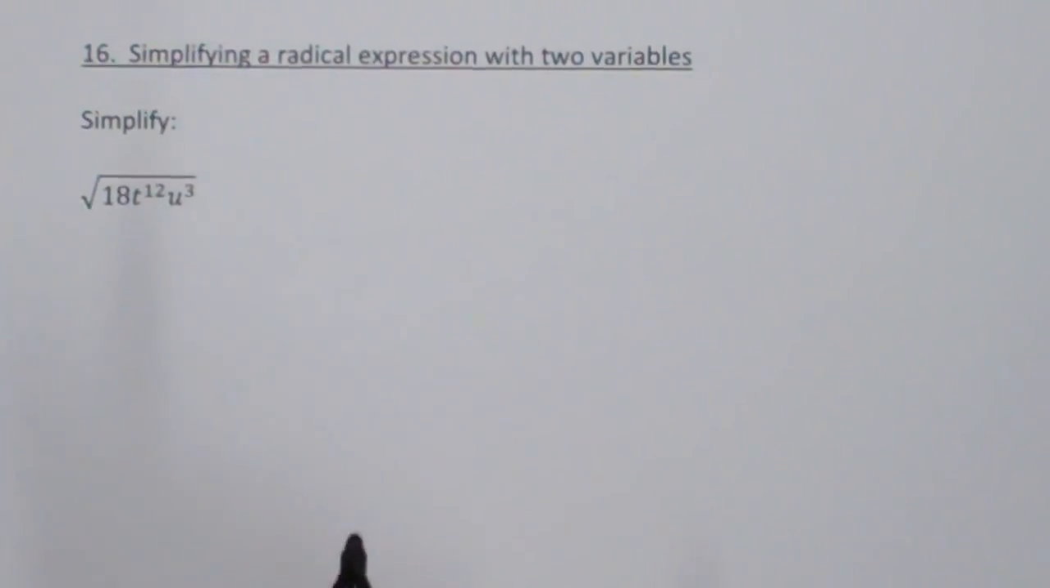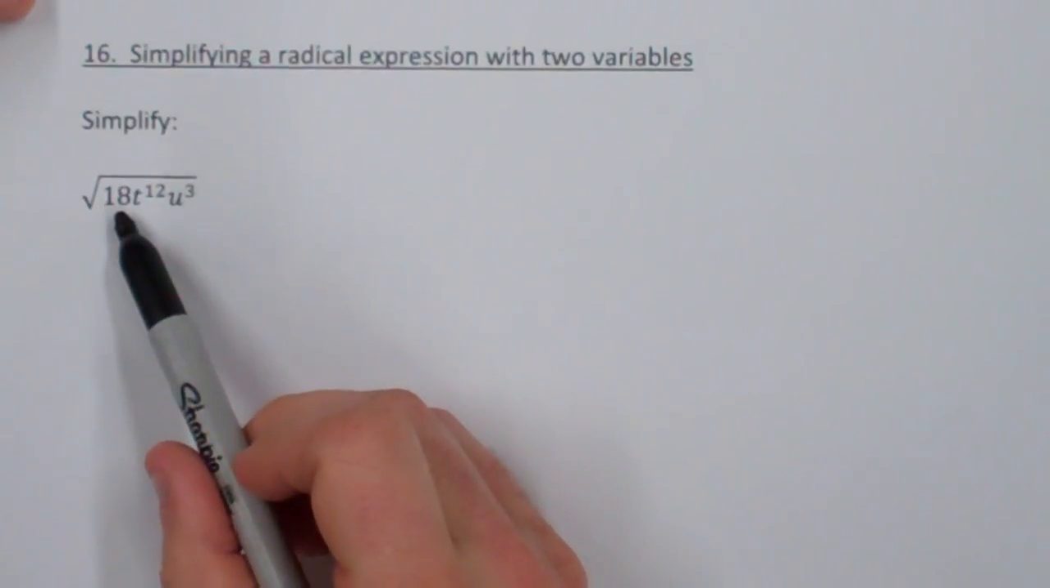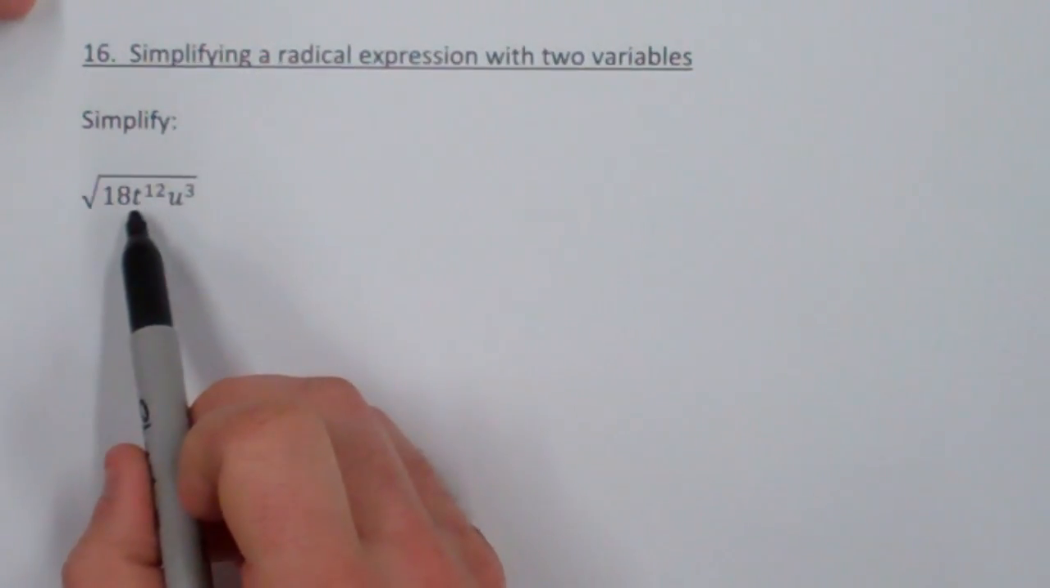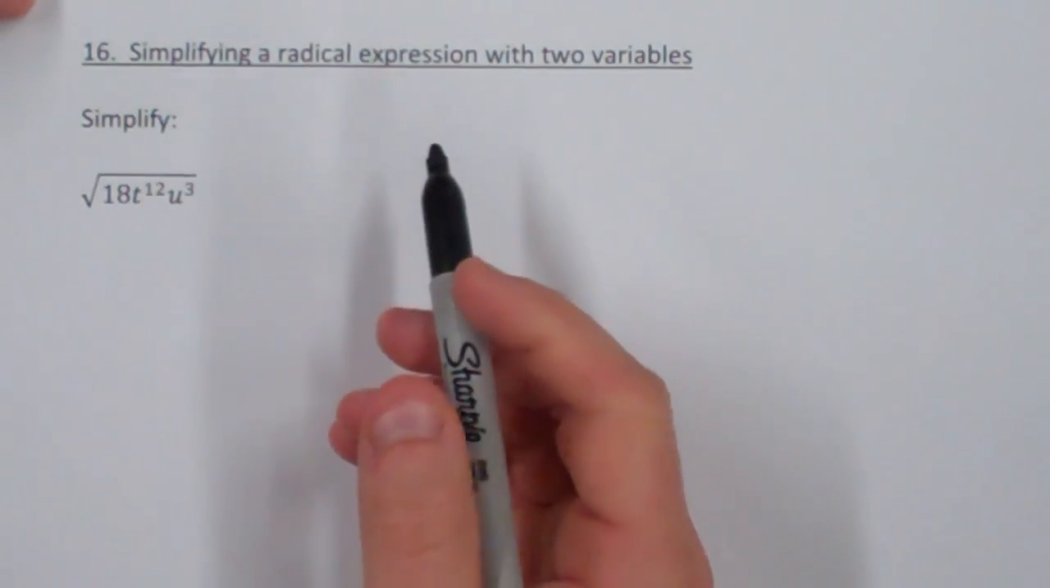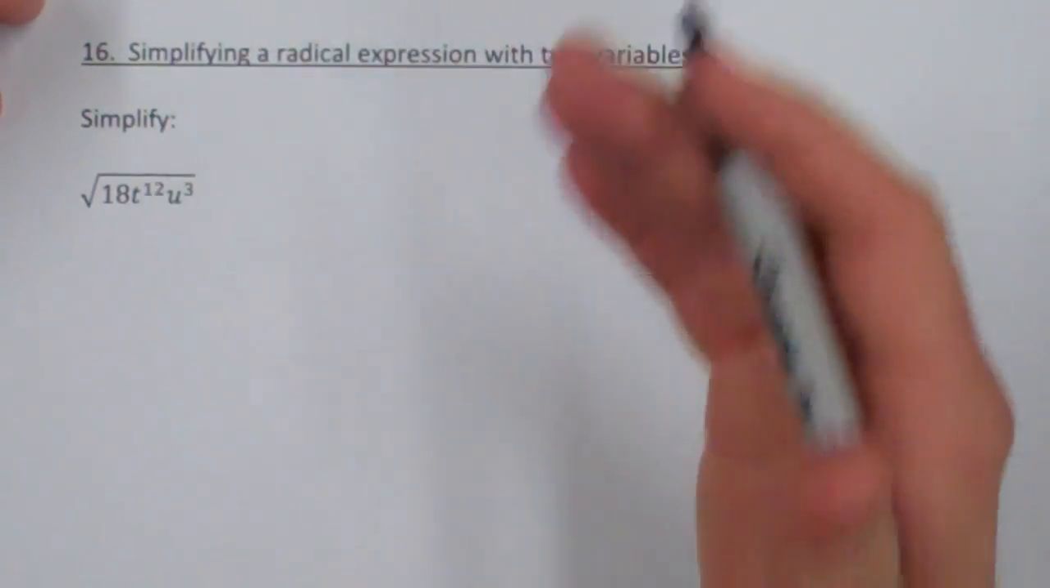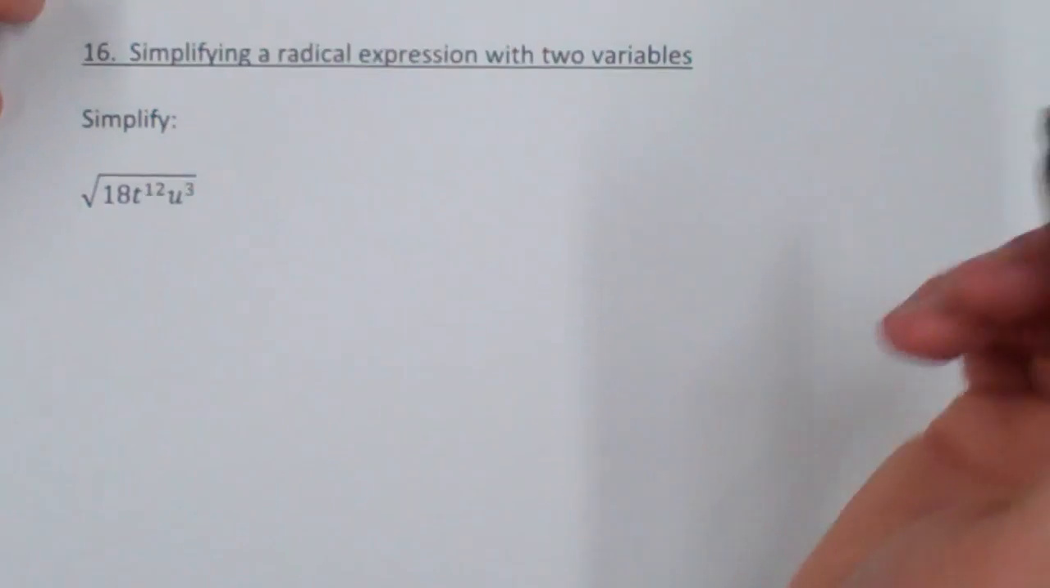Number 16, we need to simplify this radical expression. We've got a few things going on here. We have an 18 underneath, t to the 12th, and a u to the third power. There's a variety of different ways to do this problem. I'm just going to show you one method here to do it.